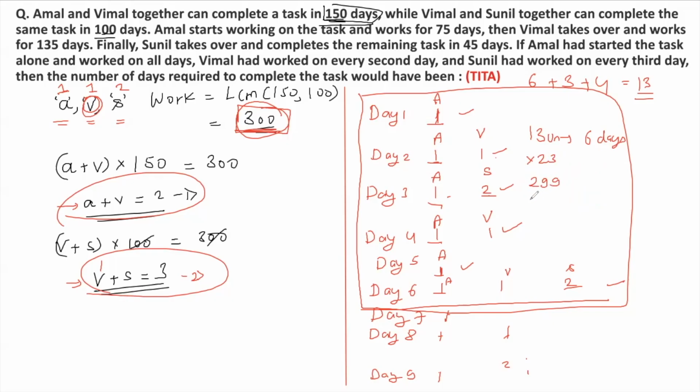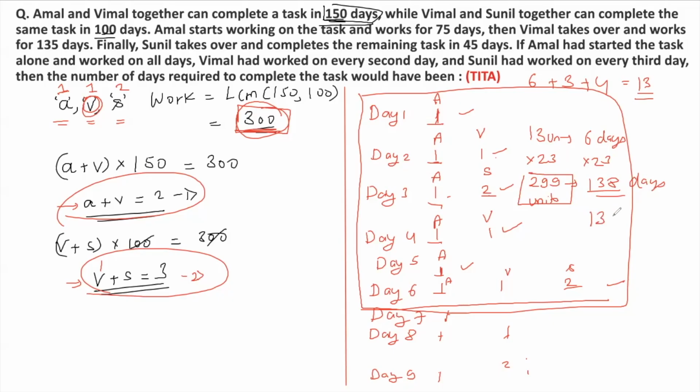13 units in 6 days. So 299 units will be 6 into 23, right? 6 threes are 18, 6 twos are 12 plus 1, 13. 138 days would have passed. 138 days have passed and 299 units of work have been performed. We need a target of 300 units of work to be done.